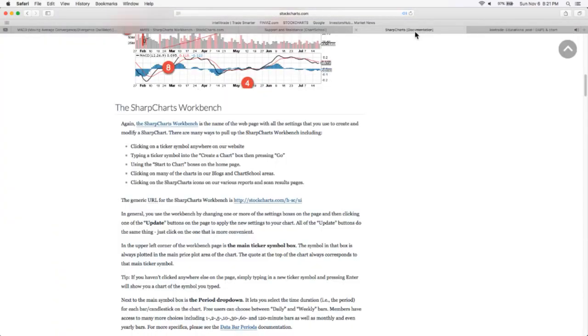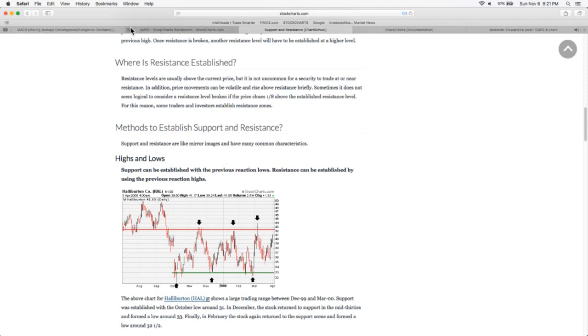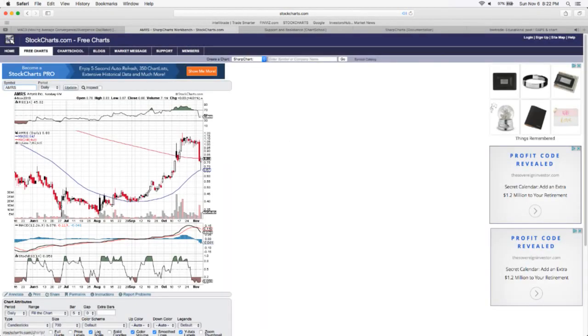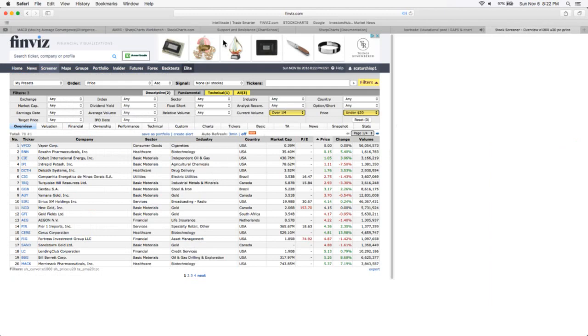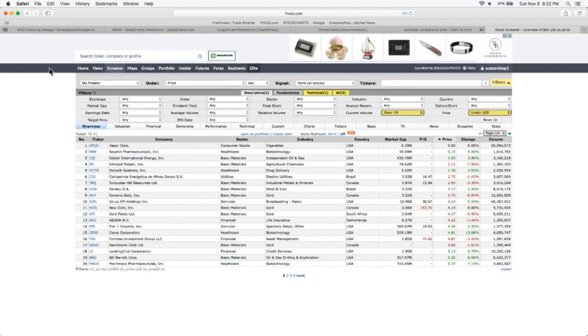Alright, so let's see, what do I got next here? Let me go into the scanner that I use. If I'm trying to find stocks that I want to buy, I go to finviz.com. You click on screener. Okay. And basically what this is, you can come in and select whatever it is you're looking for.